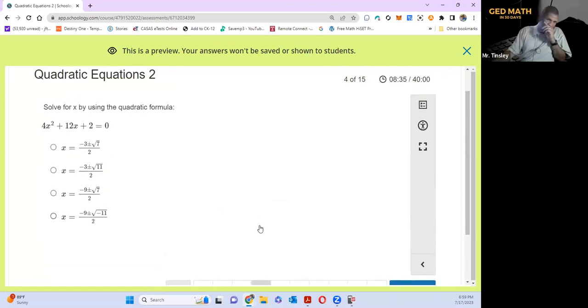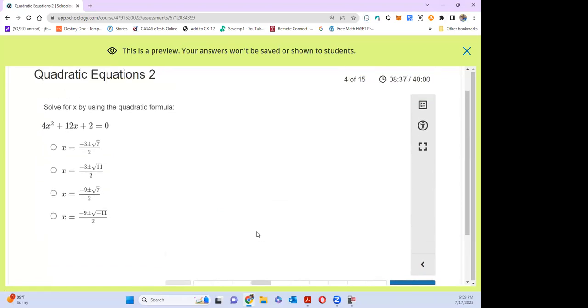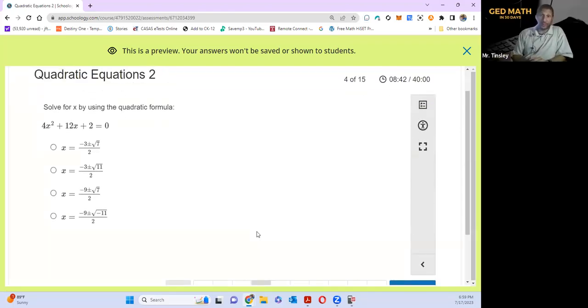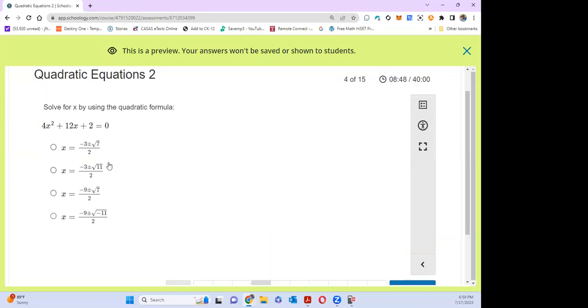Look at this crazy looking mess. Oh, goodness. That's a crazy looking mess. But guess what? A is what? A is 4. B is what? 12. C is what? 2.